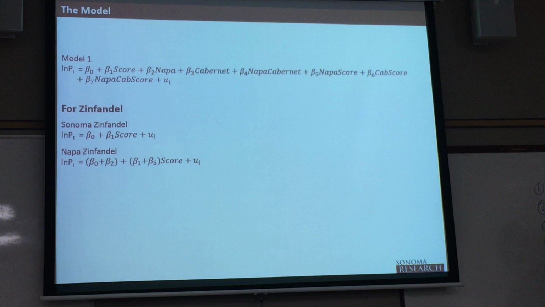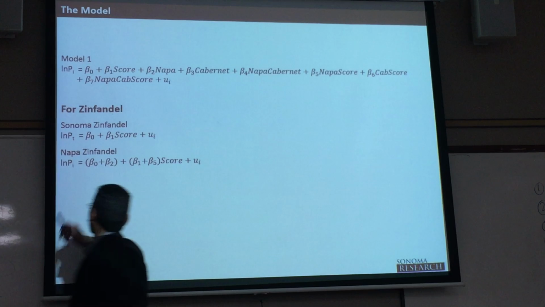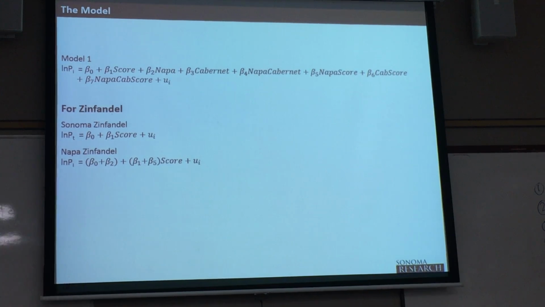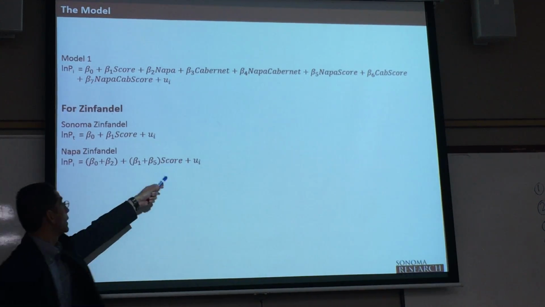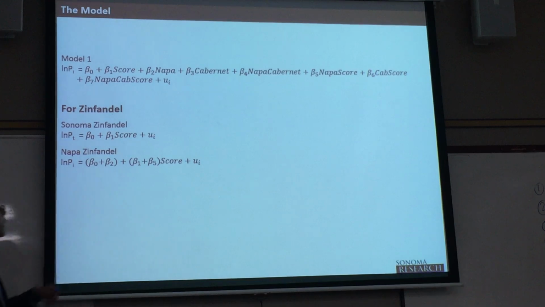For Napa Zinfandel, all the Cab dummies zero out again. I'm sorry, yeah, all the Cab dummies zero out, but we have the Napa dummies. So our effect of score on Zin, we got a different intercept, but we're not really that concerned about the intercept. Our effect of score on Napa Zin is going to be beta 1 plus beta 5.